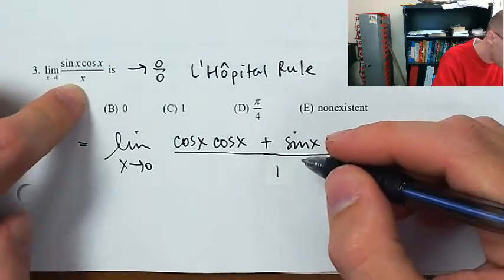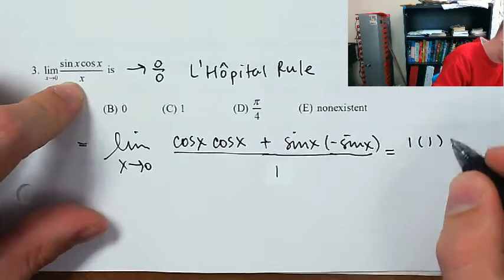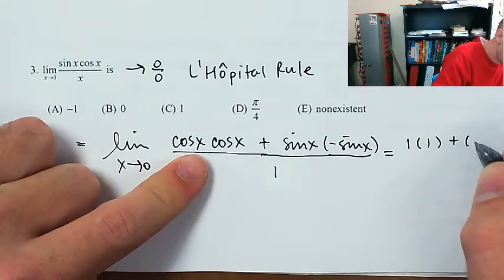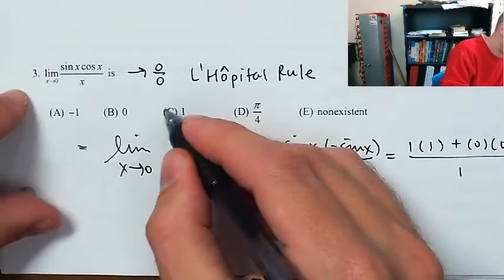The derivative of x with respect to x is 1, and so this limit is 1 times 1, because cosine of 0 is 1, plus 0 times negative 0 divided by 1, and that's just going to be 1.